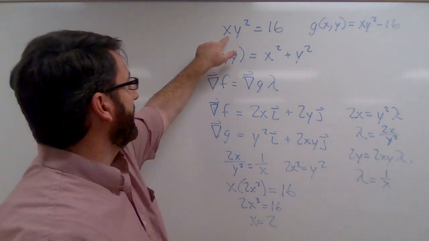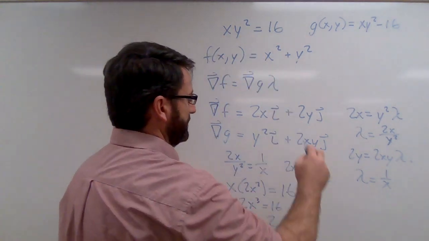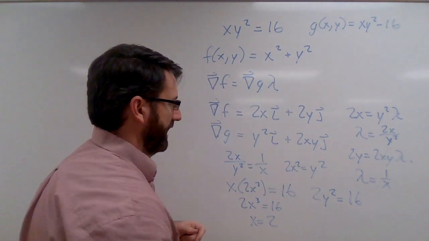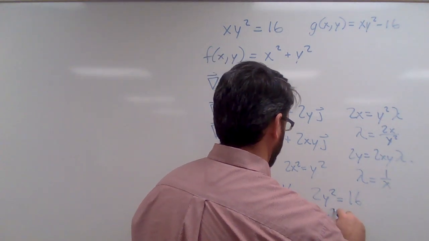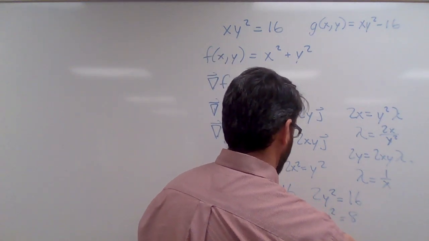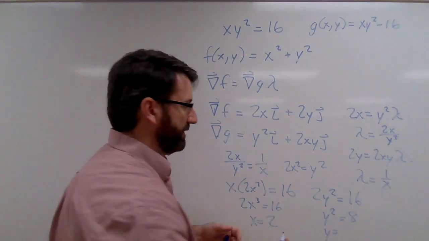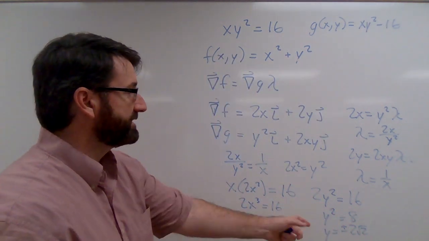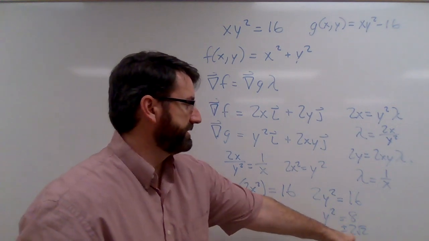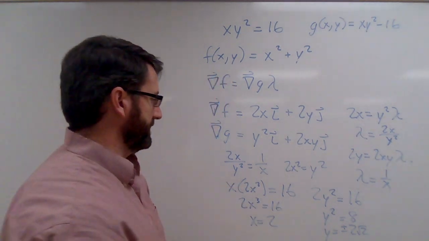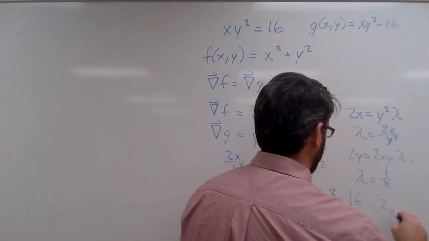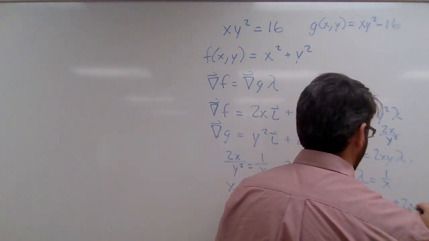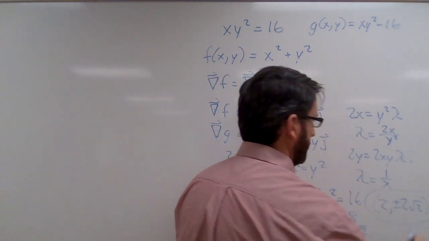All right, now let's take that 2 and plug that in here. We're going to get that 2 times y squared is equal to 16. If we divide both sides by 2 there, we get y squared is equal to 8. So y is equal to plus or minus the square root of 8, which is 2 root 2. And so now our points that are going to be closest to the origin are the points 2 and then either positive or negative 2 root 2. And that's going to be our answer.